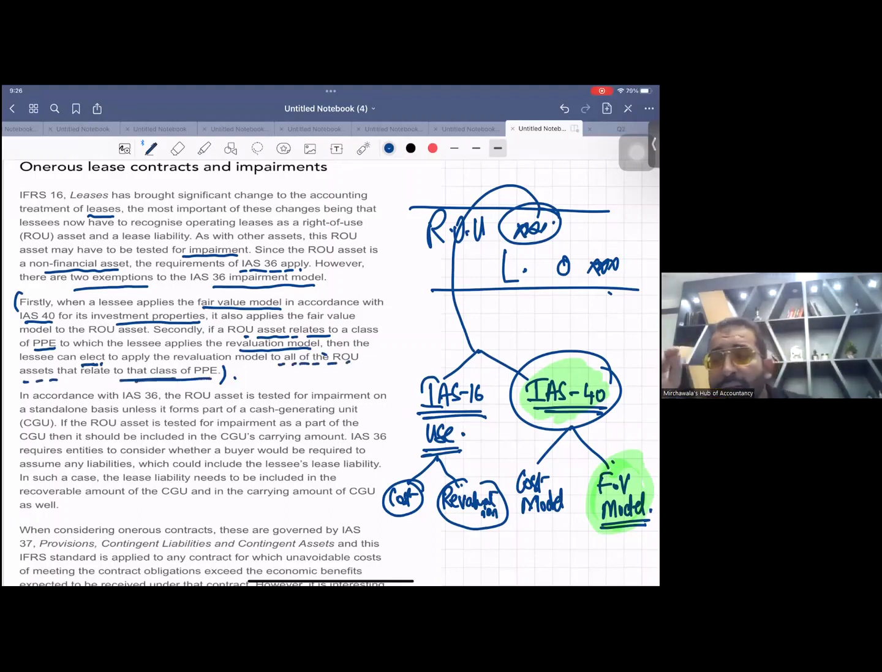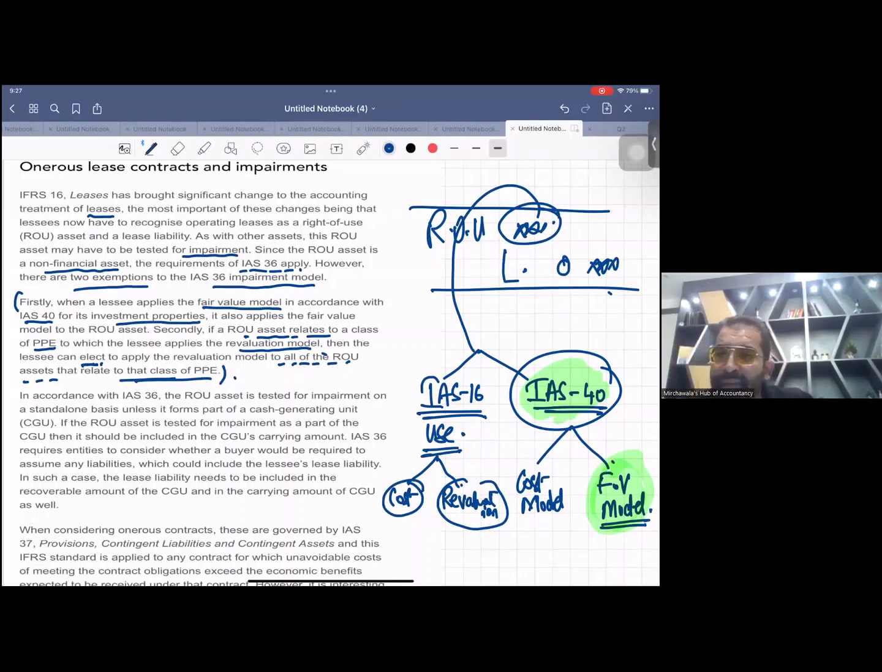Listen to me very carefully. Hope you remember this dialogue in your basic studies, F3 and F7, of IS 16. Basic dialogue: if you apply one model to an asset, you apply the same model to the complete class of asset. What does it mean? If you apply the revaluation model to building X, then you have to apply the same revaluation model to all buildings.